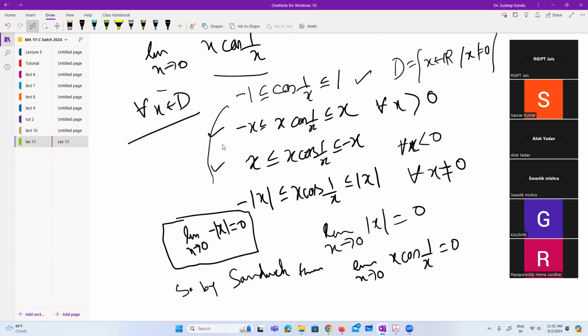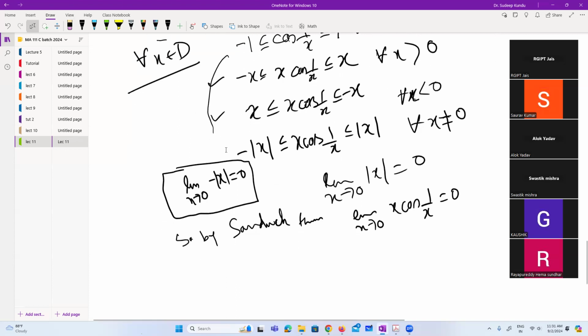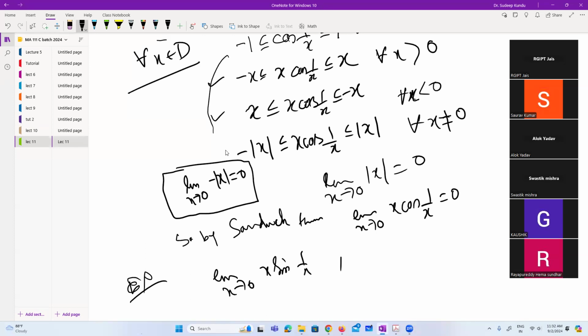Is it not? So this is an exercise. Similarly, you can show it for limit x tends to 0 of x sin 1 by x, x not equal to 0. Okay. So till now, any difficulty?